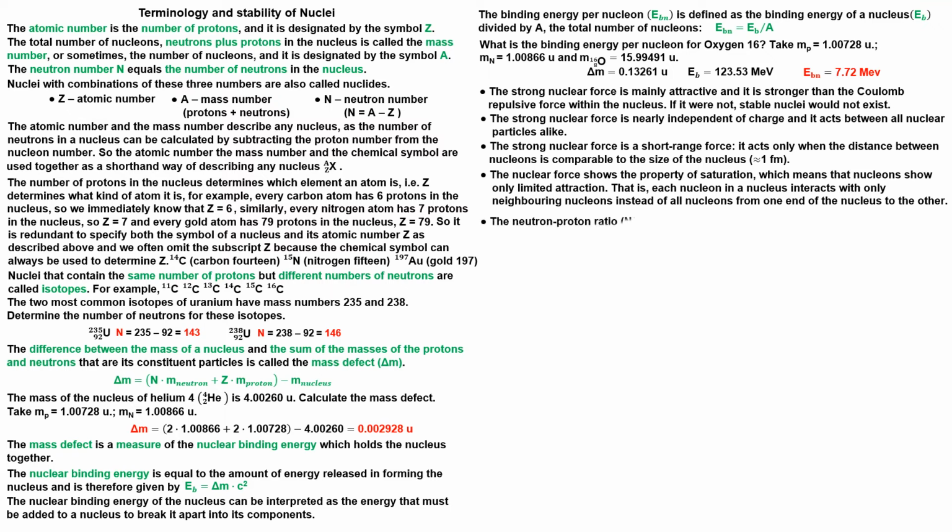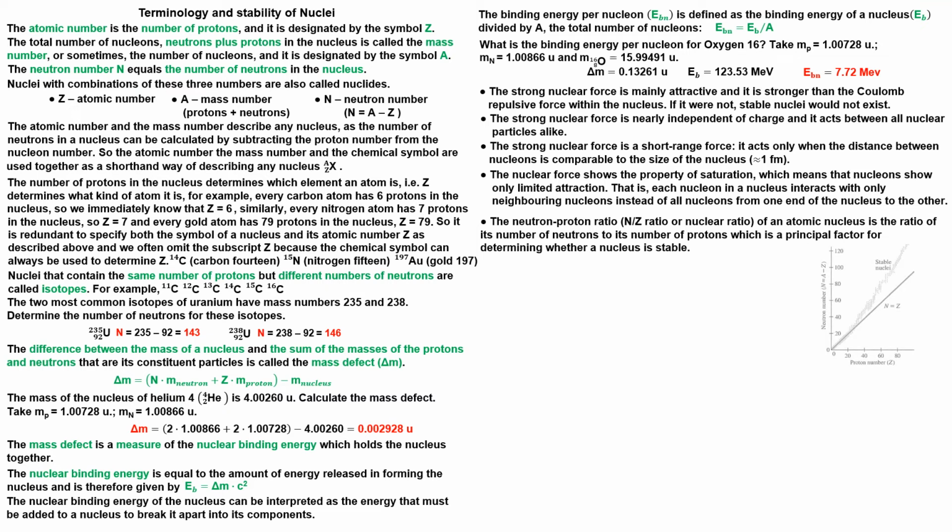The neutron-proton ratio of an atomic nucleus is the ratio of its number of neutrons to its number of protons, which is a principal factor for determining whether a nucleus is stable. A plot of N versus Z for several stable nuclei is given in the figure below. Note that light nuclei are most stable if they contain equal numbers of protons and neutrons, so that N equals Z. Beyond this, stable nuclei contain more neutrons than protons.